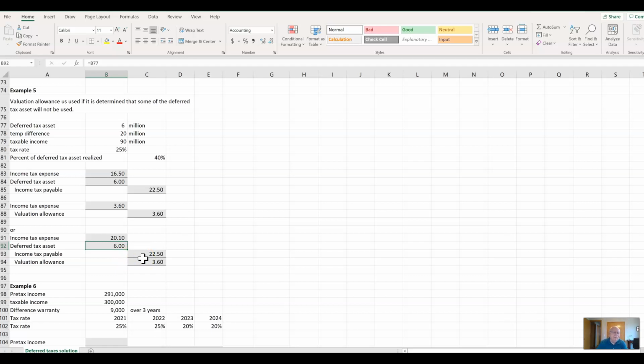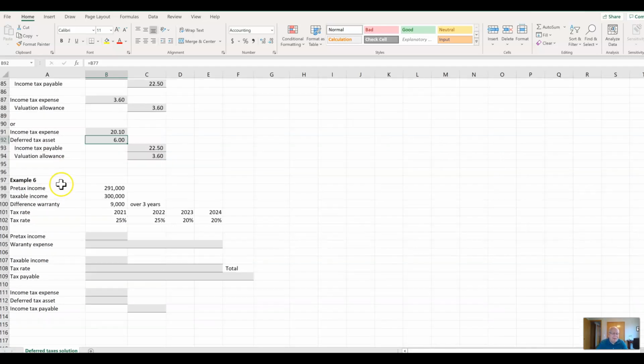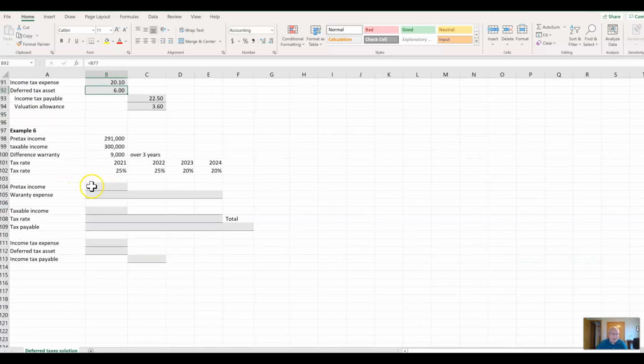So, you have to watch the wording on this. Sometimes they'll tell you that this is the percent we think we're going to realize, or they may come out and say we're not going to realize the 60%. And what you want is the unrealized portion of the tax asset. All right. Now, what happens if you have a different tax rate?